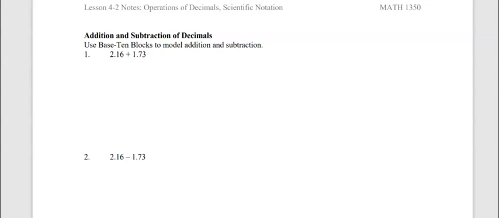Okay, in this lesson we're going to go into operations of decimals. So we're going to add, subtract, multiply, and divide decimals, and we're going to end this lesson with scientific notation.